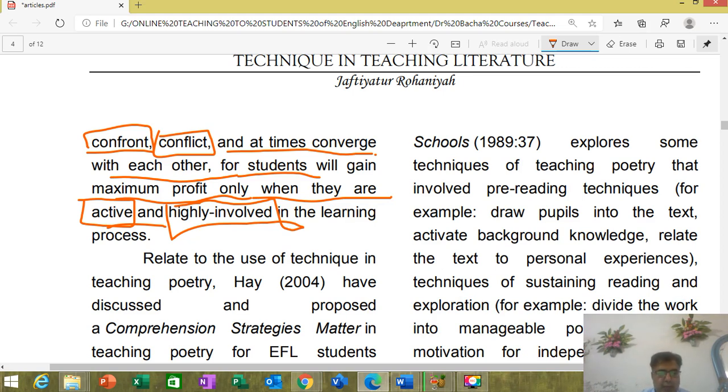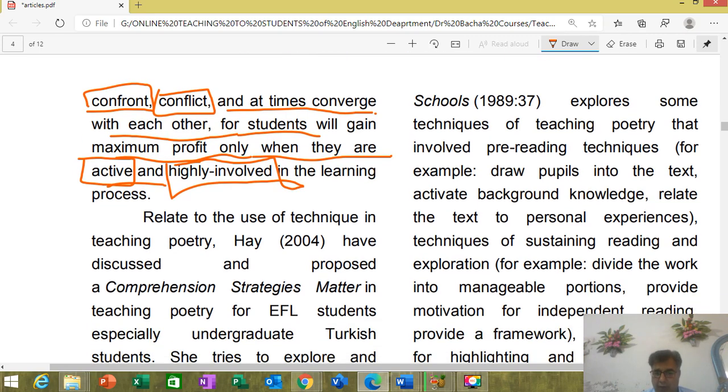Well, I was just telling you that the stuff of literature brought into the classroom may conflict, and at times even converge with each other. Converge means that when they become similar, right? After differentiations and differences, something becomes similar, or it takes the form of another, and thus a conversion takes place. And this process would certainly help the students to a great extent, and they become active and highly involved in learning.